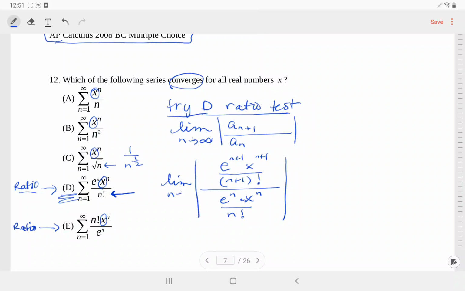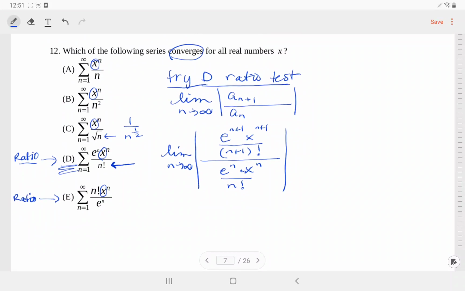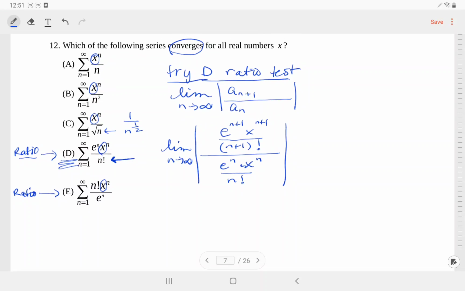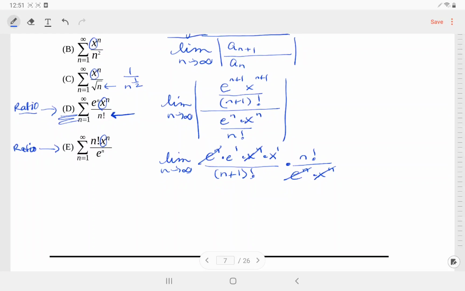Limit as n approaches infinity. Let's see. So nothing quite cancels yet. So let's change it to limit as n approaches infinity. e to the n times e to the 1, x to the n times x to the 1, divided by n plus 1 factorial, times the reciprocal of the denominator, e to the n, x to the n, chop, chop, chop, chop. Okay, let's see what we have.